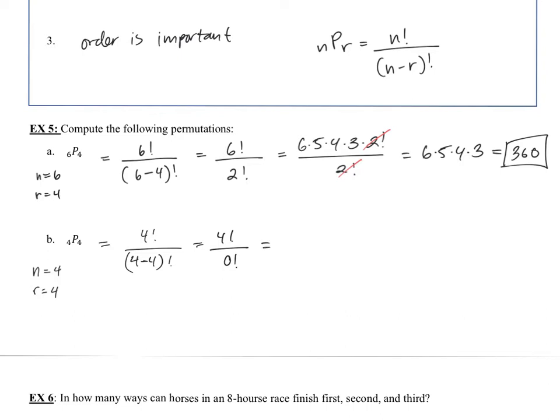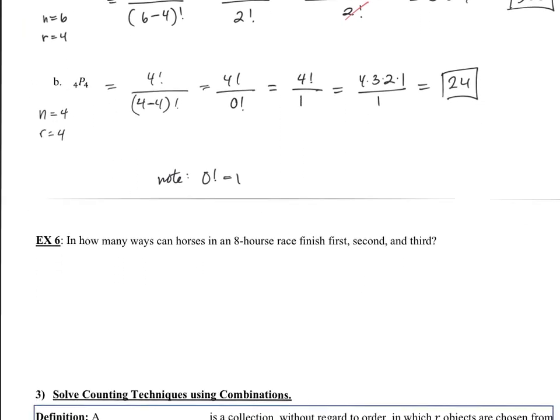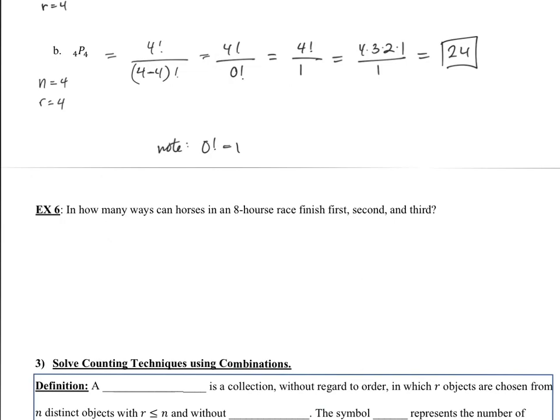Okay, let's see. Well, we might be tempted to say we're dividing by 0, so we can't keep going. But remember, 0 factorial is equal to 1. So this is just going to be 4 factorial over 1, which is going to be 4 times 3 times 2 times 1 divided by 1. And that's going to be 12 times 2, which is going to be 24. Alright, so tricky thing. Please note, 0 factorial is 1.